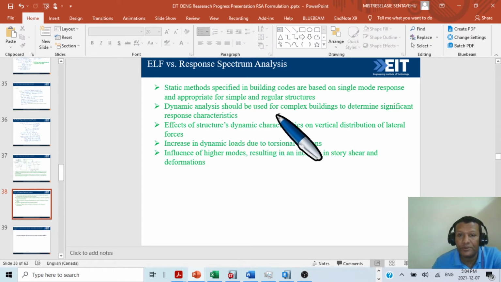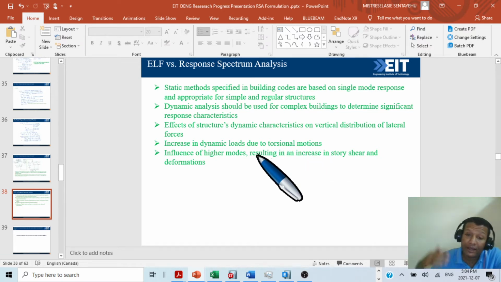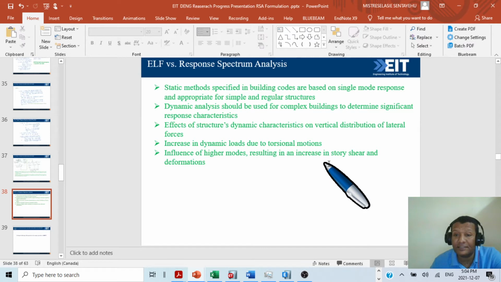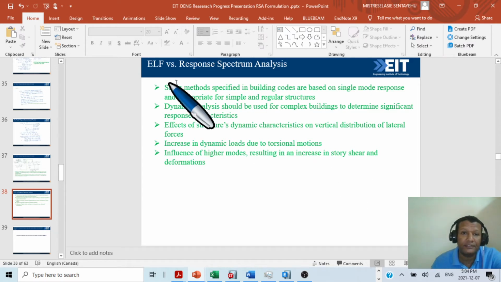Dynamic analysis should be used for complex buildings to determine significant response characteristics. That's why: the effect of structural dynamic characteristics on the vertical distribution of lateral forces, and the increase in dynamic load due to torsional motions. The influence of higher modes, resulting in an increase in story shear and deformation, will be considered in dynamic analysis, but not in ELF.